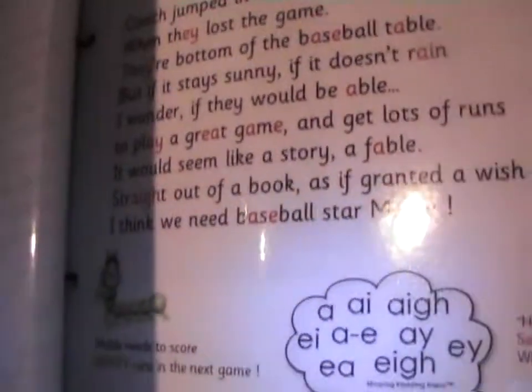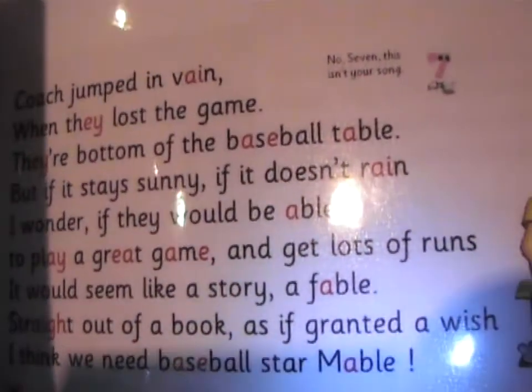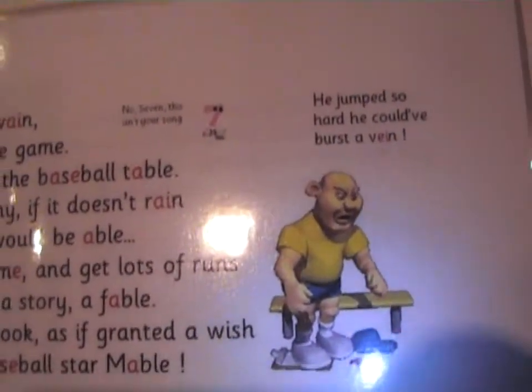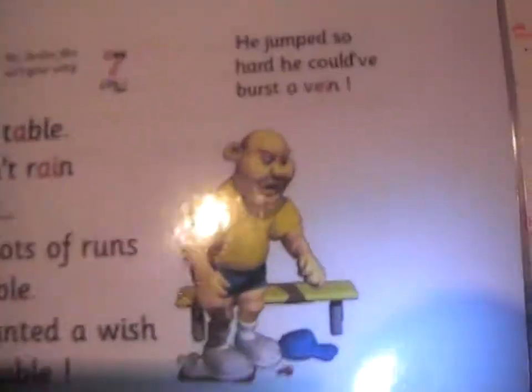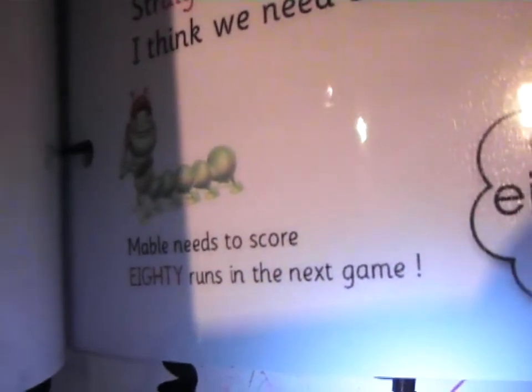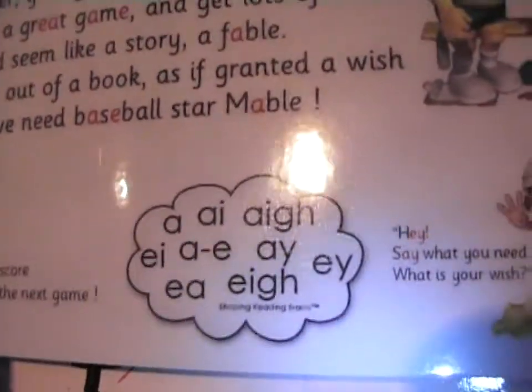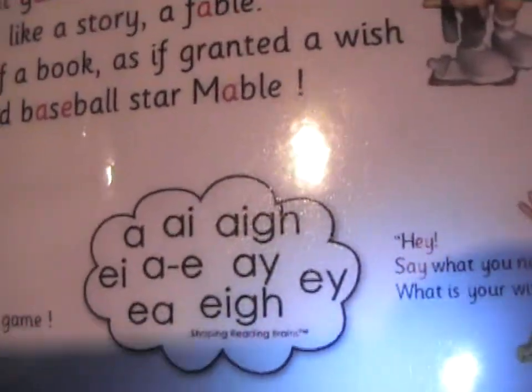So they're not the best of poems, but what I'm doing is writing a poem or a song that's got every variation, so it's not quite as easy as it looks. I couldn't fit in the EI, so I put, he jumped so hard he could have burst a vein. So I'm keeping it all in context with what we're talking about. There's Mabel, who is obviously a caterpillar. Mabel needs to score 80 runs in the next game. So again, they can explore all of those and you can carry it on.